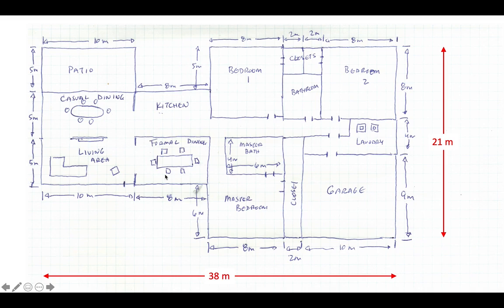I drew it out on graph paper just so you can visualize it. In this case, each square represents 1 meter. And I wrote out some numbers to myself just so I can remember as I'm designing this in AutoCAD. The total dimensions: it's 21 meters deep and 38 meters wide.